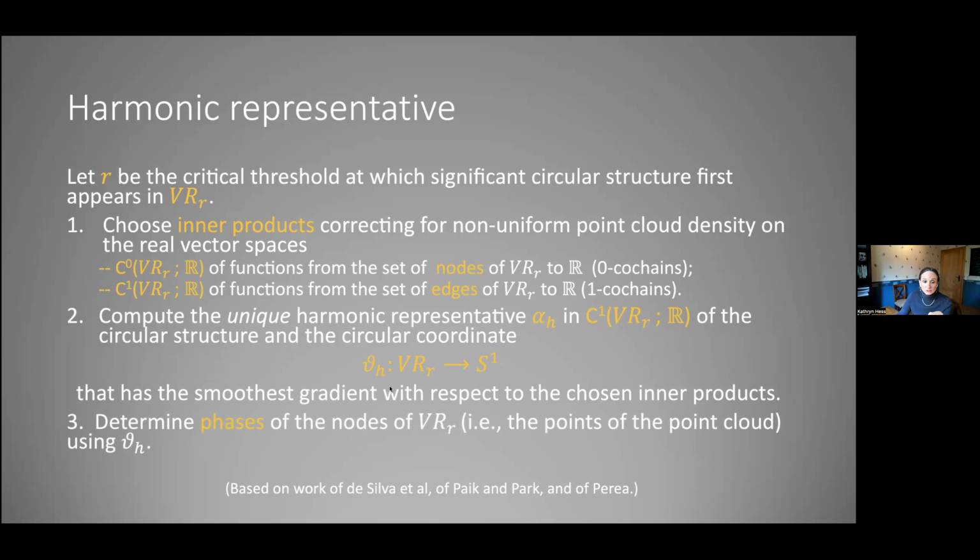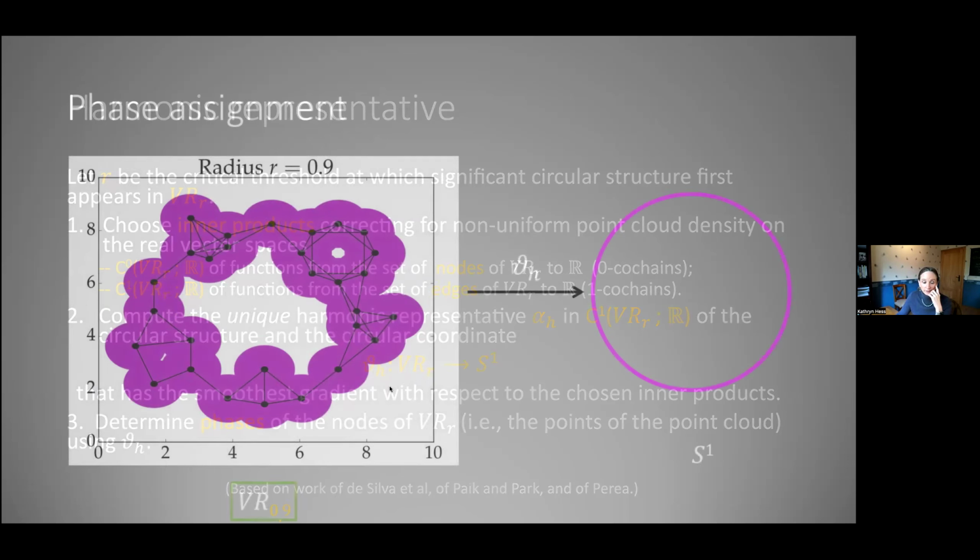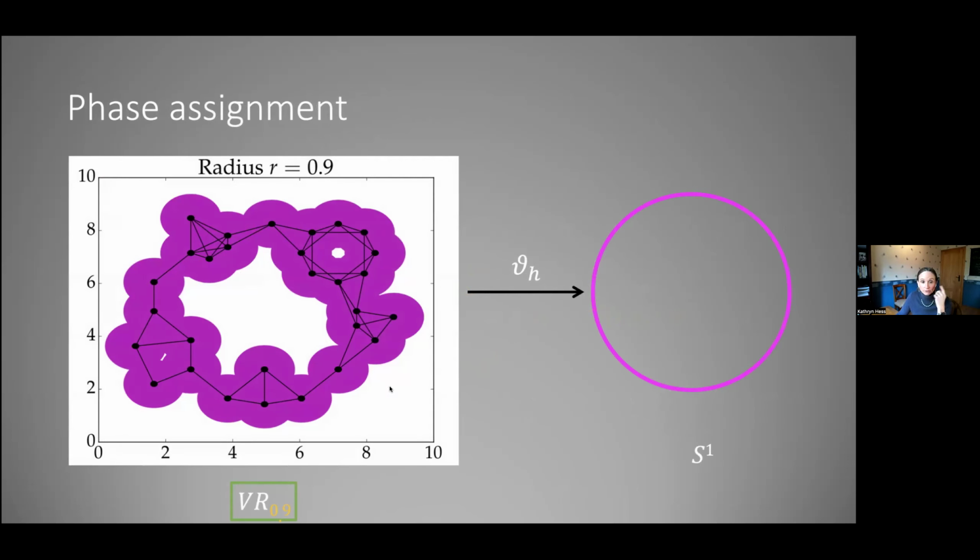And then, once we have that harmonic representative, we can determine the phases of the points in the point cloud, so the phases of the different cells, using this theta H. How does that work? We're back to our example where the critical radius was 0.9, and this theta H gives us a way of defining a function from this VR 0.9 to the circle S1. On this side we have our VR 0.9, and on this side we have the circle S1, and we have some function from here to here.